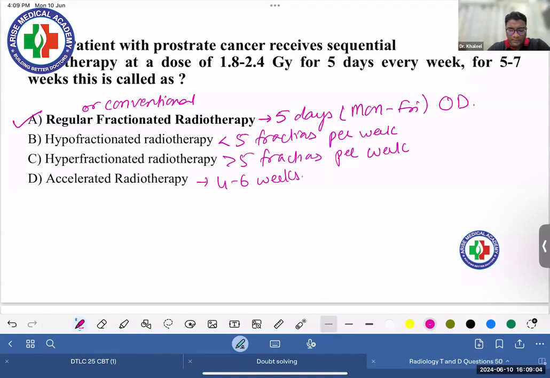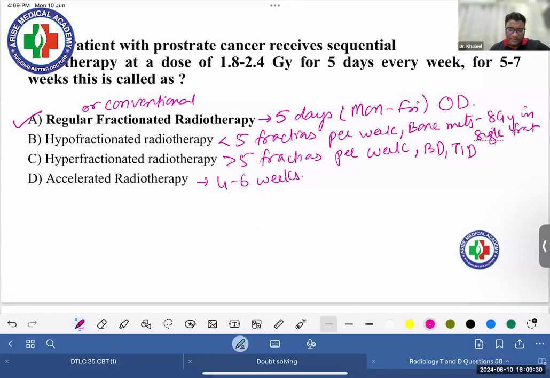The regular one is the one which is commonly used, once daily doses. Hypofractionated is used for bone metastasis, where you give 8 gray in single fraction. Hyperfractionated is BD or TID doses. If you give morning and evening, twice daily, thrice daily, that is called hyperfractionated. Whereas accelerated is where you complete it within a short duration. So that is all about the different types of radiotherapy.